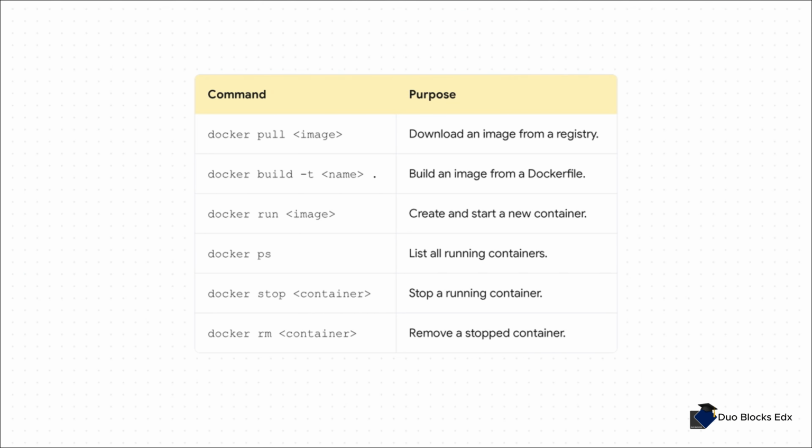You'll use docker pull to grab a pre-made image from the internet, like for a database. You'll use docker build to create your very own image from your Dockerfile. docker run is the magic word that starts a container. docker ps is how you check what's currently running. And docker stop and docker rm are for cleaning up when you're done. Honestly, these 6 commands are like 90% of what you'll use every day.